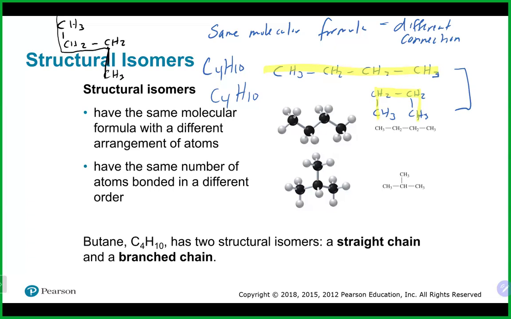If you're not sure if you really did draw an isomer or not, the best thing to do is actually just name it. And if you end up with the same name, you definitely didn't draw an isomer. But if you end up with something different, then you did draw an isomer. So for example, if we look at what they drew here, we take a look at this.